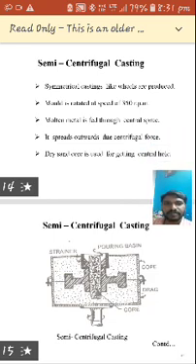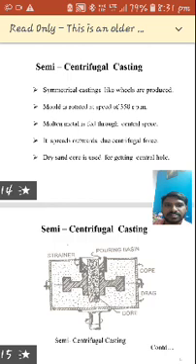Next, semi-centrifugal casting is the second type of centrifugal casting method. Here symmetrical castings like wheels are produced. In this method, the mold is rotated at a speed of 350 rpm.